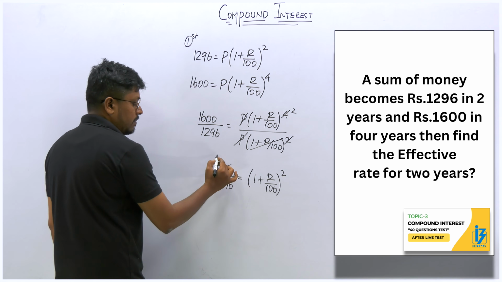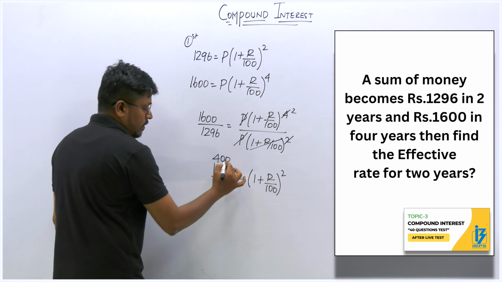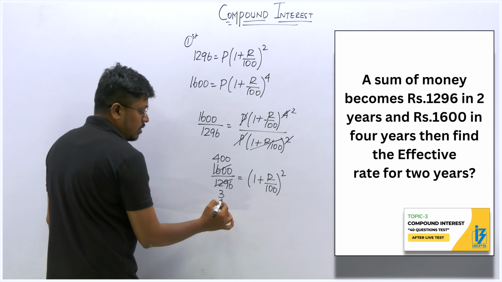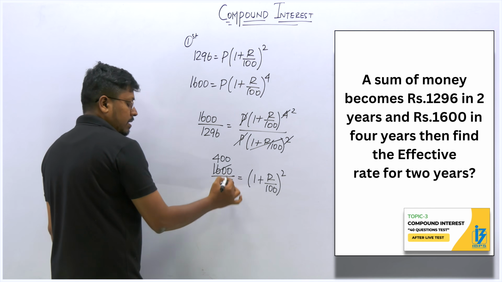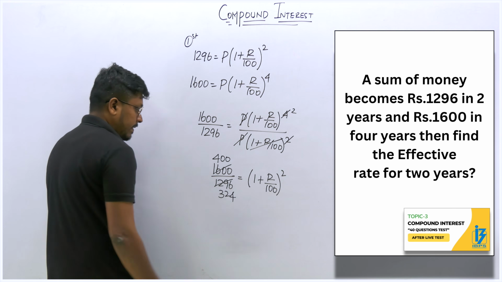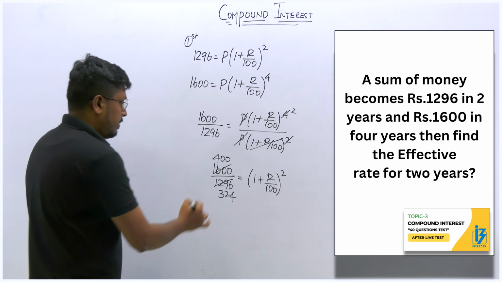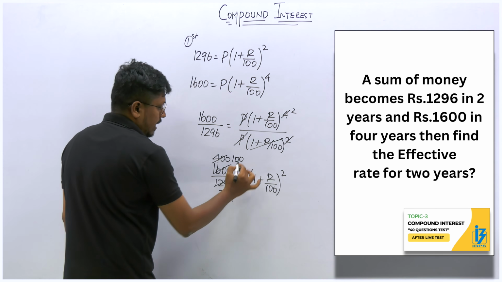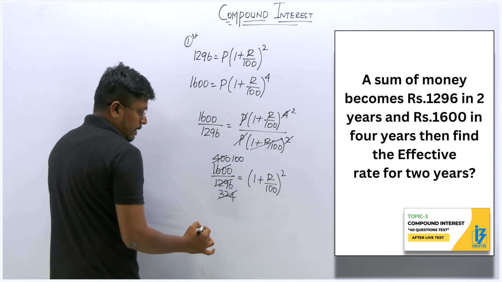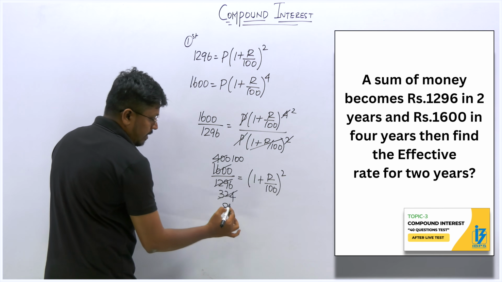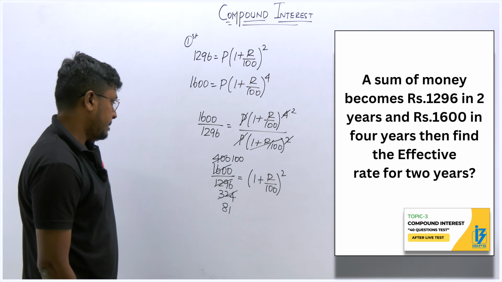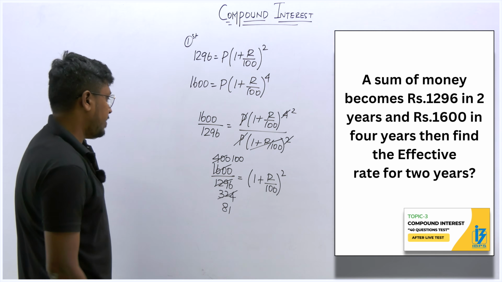When you cancel this on 4 table, 400. When you cancel this on 4 table, 4 3s are 12, 4 2s are 8, so remaining 1, 4 4s are 16. So again we can cancel it on 4 table, so this will be 100. Cancel it on 4 table, 8 4s are 32, 81. That's it. We can't cancel anything here.